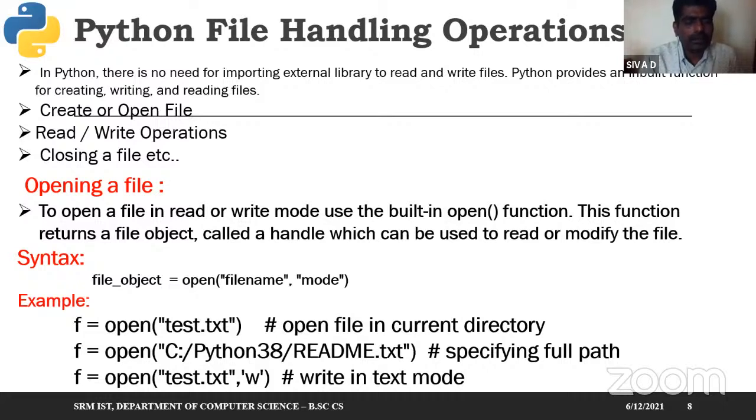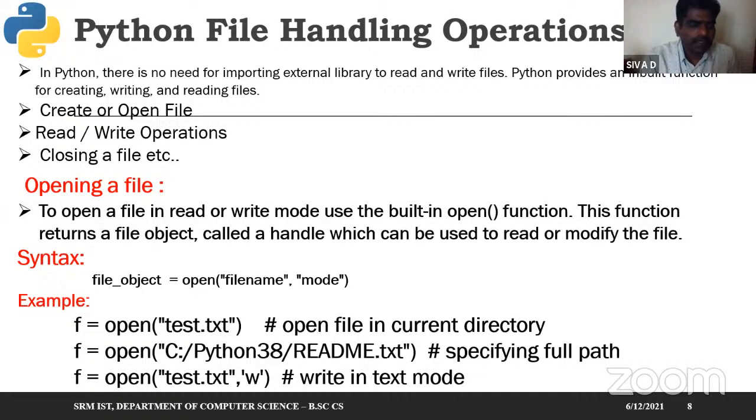The open method has two parameters. One is the file name, which represents the name of the file. The other one is the mode. I already discussed the different types of mode. The mode says for what purpose we are going to open the file, whether for reading, writing, or appending, or both read and write operations. Based on that, we have to specify the mode here.